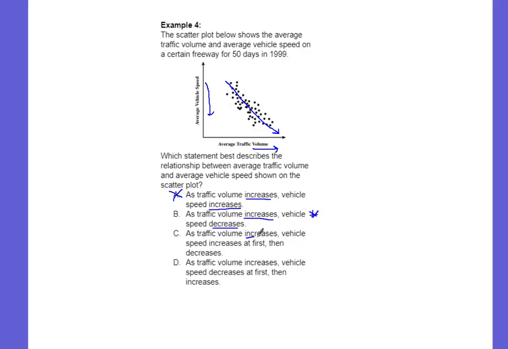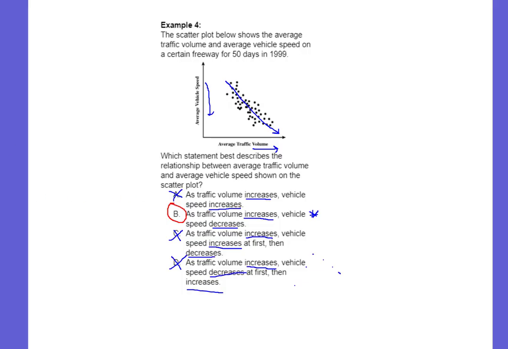C, as traffic volume increases, vehicle speed increases at first and then decreases. So if we notice here, it's not really doing that. So let's go ahead and cross that off, because there was never a time where it went up and then down. So it never increased and then decreased. D, as traffic volume increases, the vehicle speed decreases at first and then increases, which would mean that I see dots going up and then down. And we don't see that, we just see them going down. So D is also incorrect, which means that our correct answer is B.